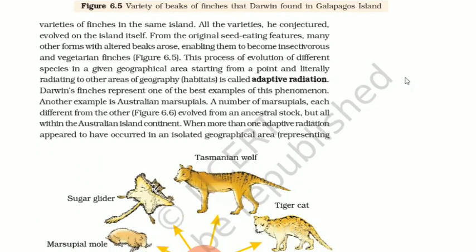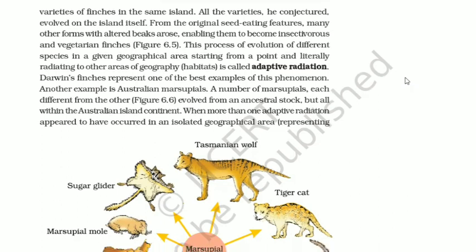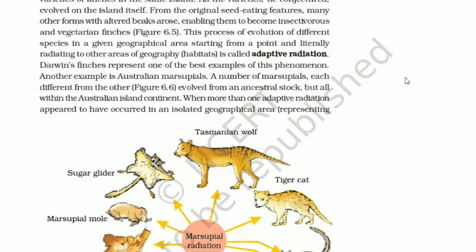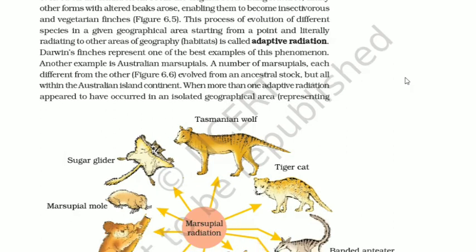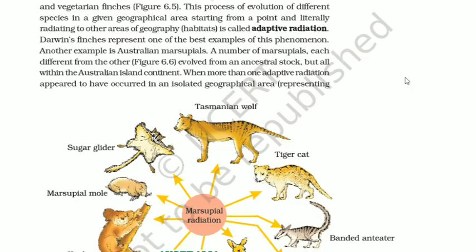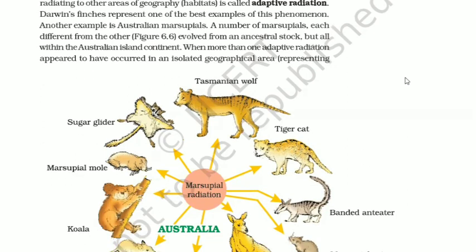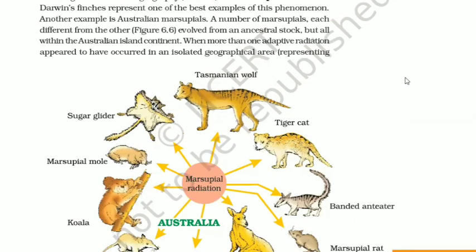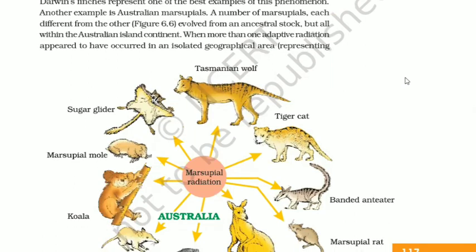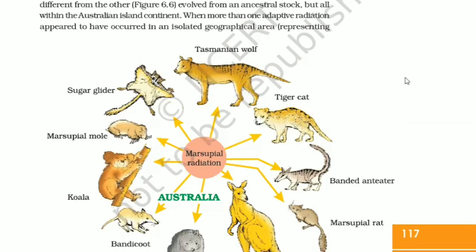From the original seed-eating finches, many other forms with altered beaks arose, enabling them to become insectivorous and vegetarian finches. This process of evolution of different species in a given geographical area, starting from a point and literally radiating to other areas of geography, that is habitats, is called adaptive radiation. Darwin finches represent one of the best examples of this phenomenon. Another example is Australian marsupials. A number of marsupials, each different from other, evolved from an ancestral stock, but all within the Australian island continent.